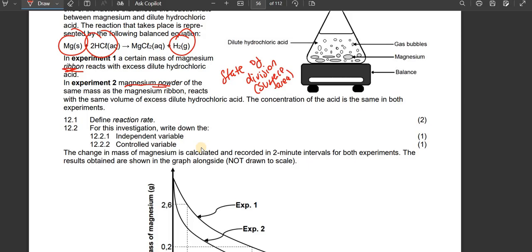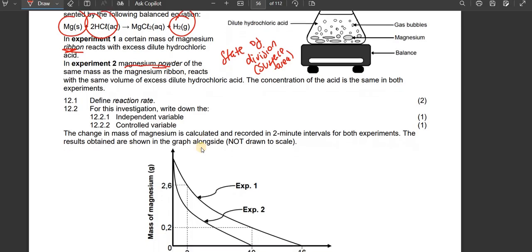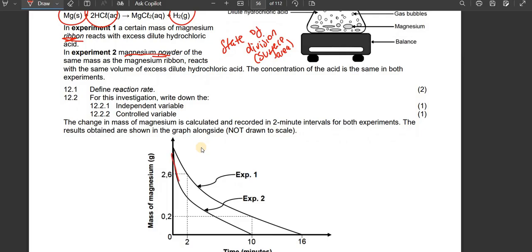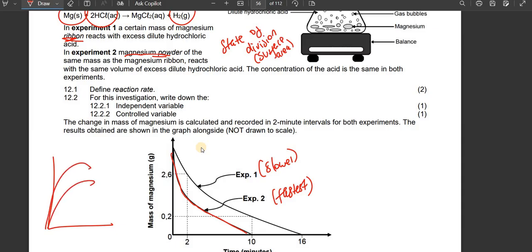And I want you to check experiment 2. Do you see that experiment 2 is at the bottom? This is your fastest experiment because they used powder, while this one is slower. If your graphs are decreasing, the fastest will be at the bottom. But if your graphs are increasing, your fastest will be at the top. Just remember that.